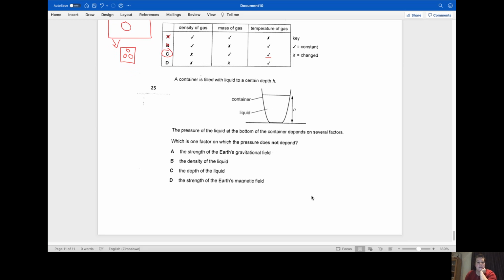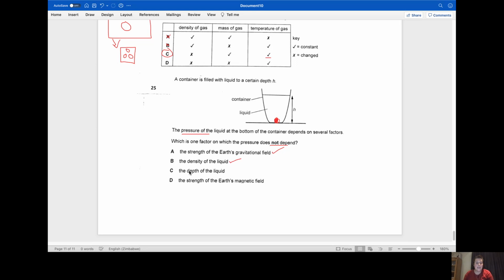Okay, last question. A container is filled with a liquid to a certain depth. The pressure of the liquid at the bottom of the container depends on several factors. Which one does it not depend on? The strength of the gravitational field. It does depend on that because that is what is pulling the liquid down. Gravity is pulling the liquid down, so the pressure definitely does depend on that.